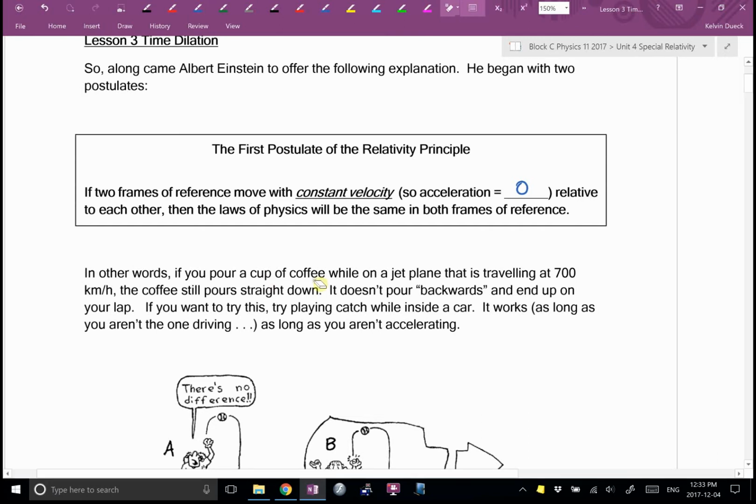So if you pour a cup of coffee while on a jet plane that's traveling at 700 kilometers per hour, the coffee pours straight down still. It doesn't pour backwards and then up on your lap.